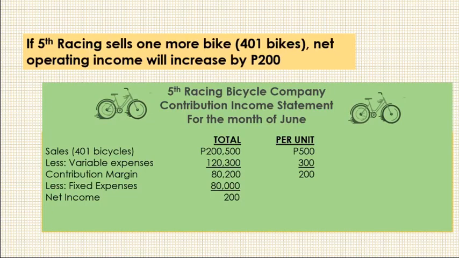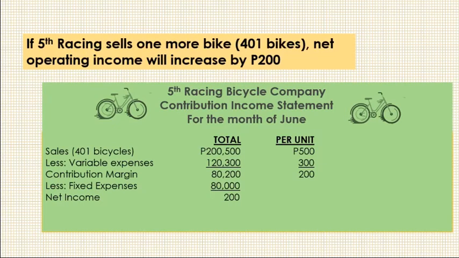Variable expenses is 120,300 pesos, 401 units sold at 300 pesos per unit. With fixed expenses of 80,000 pesos, we can see that profit or net operating income is equal to 200 pesos. Exactly the same answer we got using the contribution income statement approach. We do not need to prepare an income statement to estimate profits at a particular sales volume. Simply multiply the number of units sold above break-even by the contribution margin per unit.